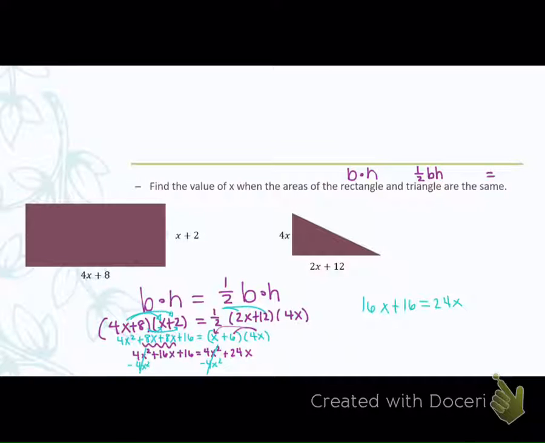Now what do I do? Subtract 16x. So I get 16 equals 8x, so x is 2. We're dividing by 8 on both sides. So the value that makes these areas the same is when x is 2. These are challenging problems, but there are problems like this on the EOC.